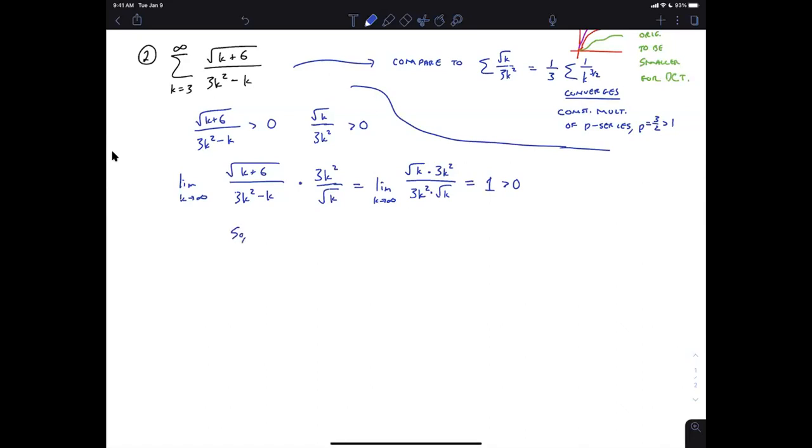So the original series, the sum over k of square root of k plus 6 over 3k squared minus k, converges by the limit comparison test.